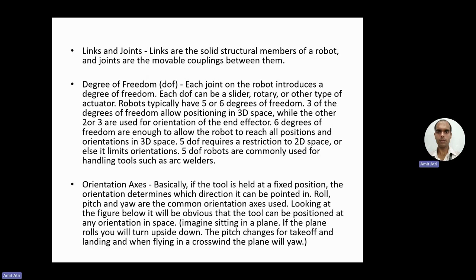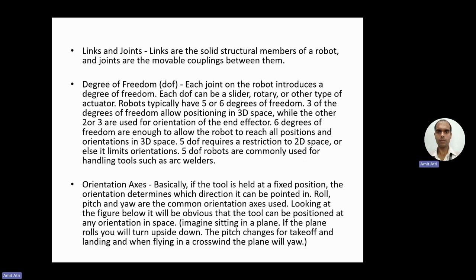Like in the human arm, we can say that the shoulder joint is there and the elbow joint is there. And the part between the shoulder joint and the elbow joint, that is the link. Similar is the case with robots, so links and joints.